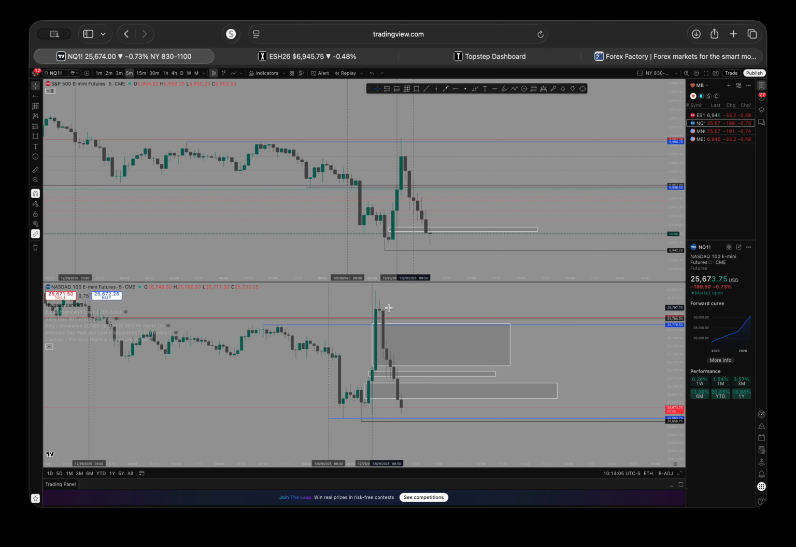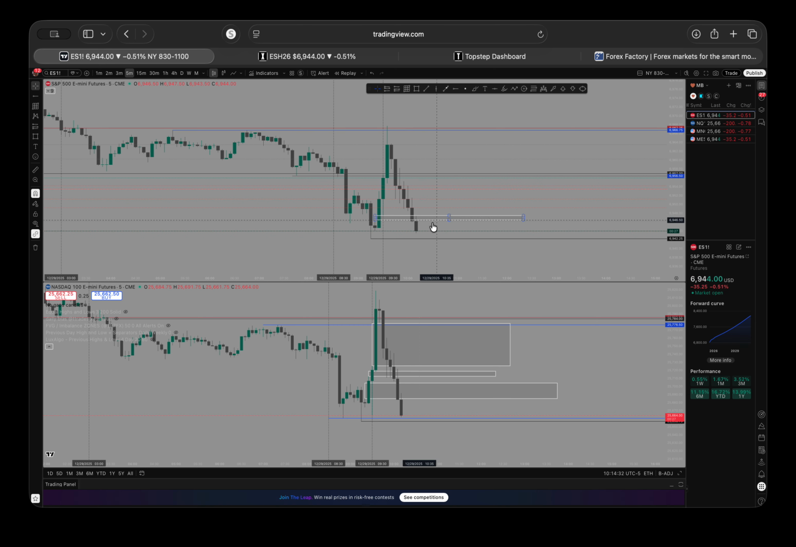I like ES because I feel like it's honoring a little bit better than NQ is. At least now it is. Here it took out Asia high, London high. Now it's coming down. I suspect that if it's a true bullish, I suspect it won't surpass this new low. It'll reverse back.